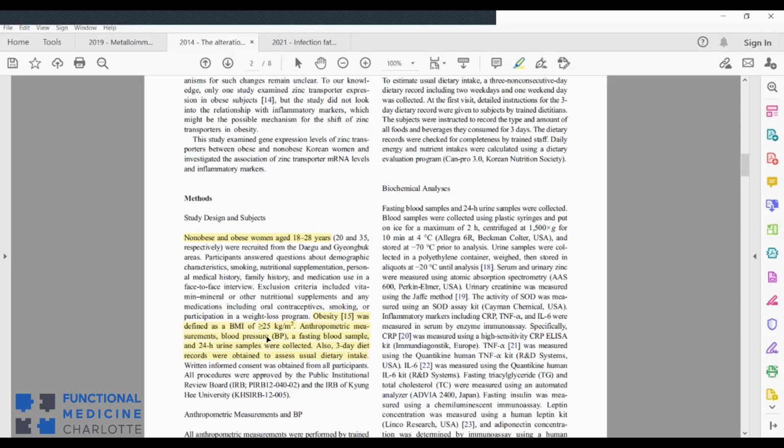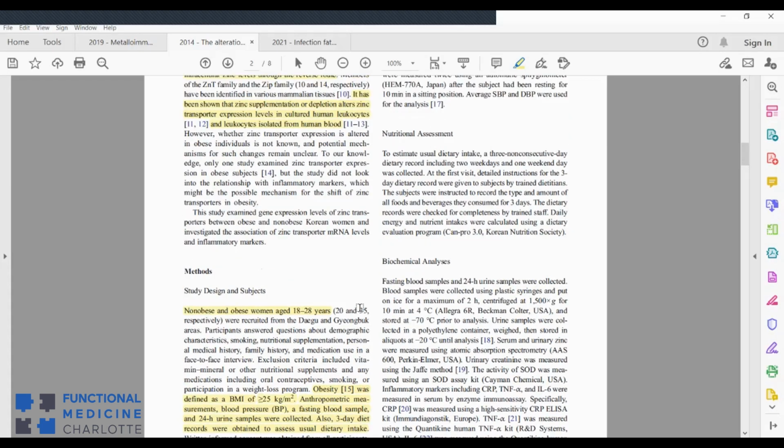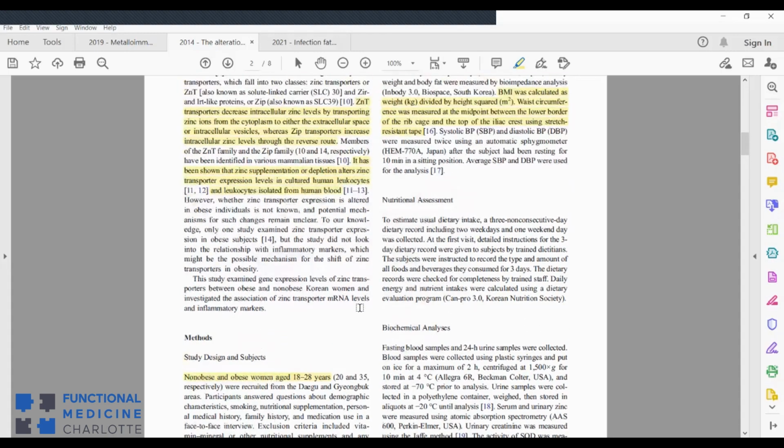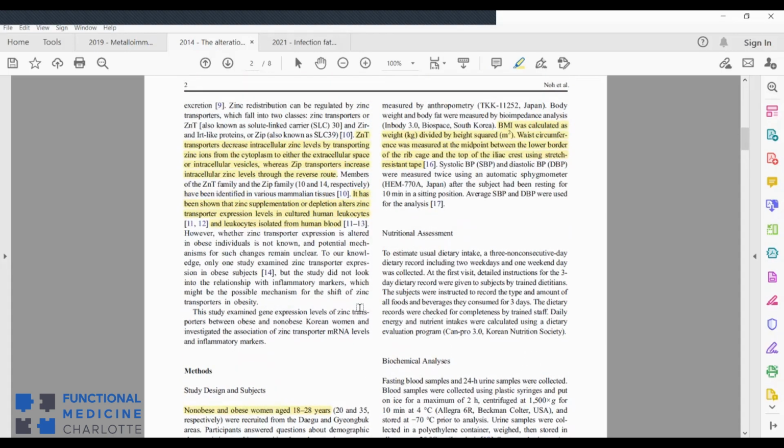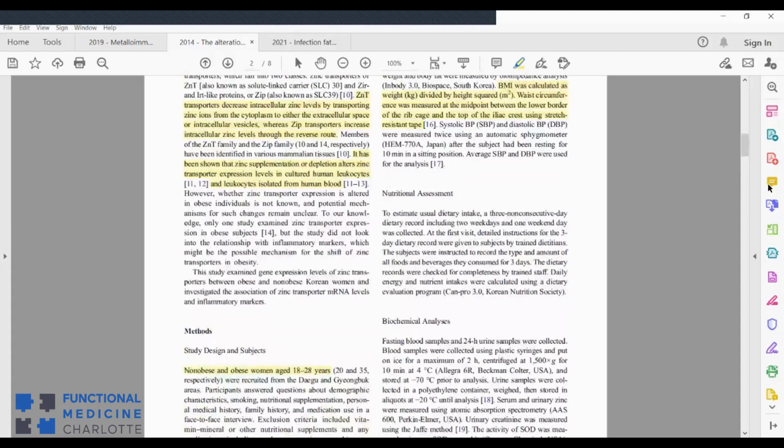But it's one way they're measuring it. They also looked at anthropometric measurements, so waist measurements. They looked at blood pressure, fasting blood sugar, and different urine samples, as well as a 3-day diet to look at the inputs in the obese and non-obese women. So we don't have to go much further into that.